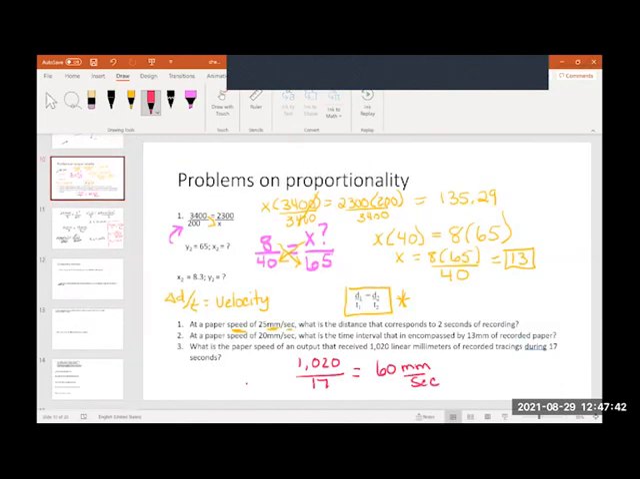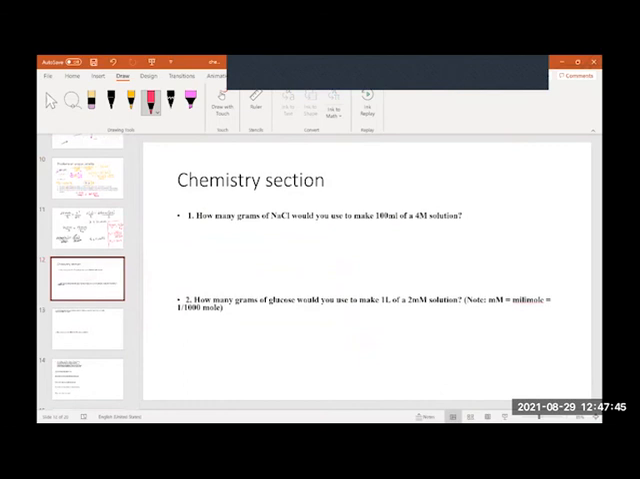Let's move on to our chemistry section. First problem. How many grams of sodium chloride would you use to make 100 milliliters of a 4 molar solution? Let's remember that 4 molar means moles over a liter of solution. How do we even tackle this problem?